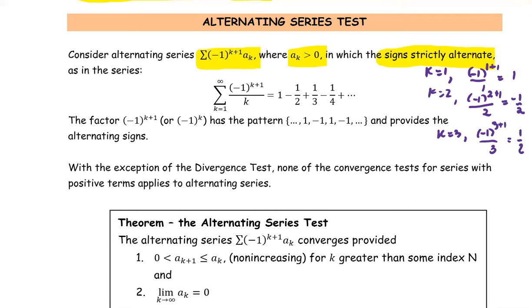As you see, the sign alternates from positive to negative, and so forth, as we see in the series in the form of 1 minus 1 half plus 1 over 3 minus 1 over 4. The pattern will be in the form of the coefficient 1, -1, 1, and so forth, as the sign switches back and forth. The alternating series will have the factor either in the form of (-1)^(k+1) or (-1)^k, and then it will provide the signs alternate.